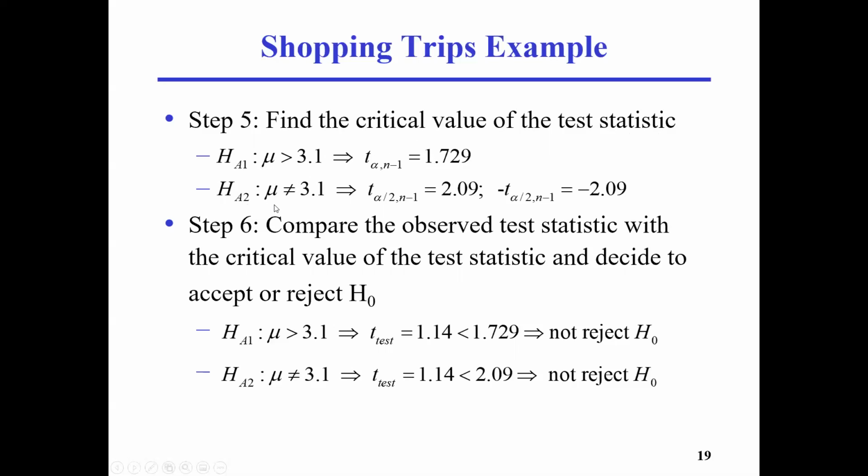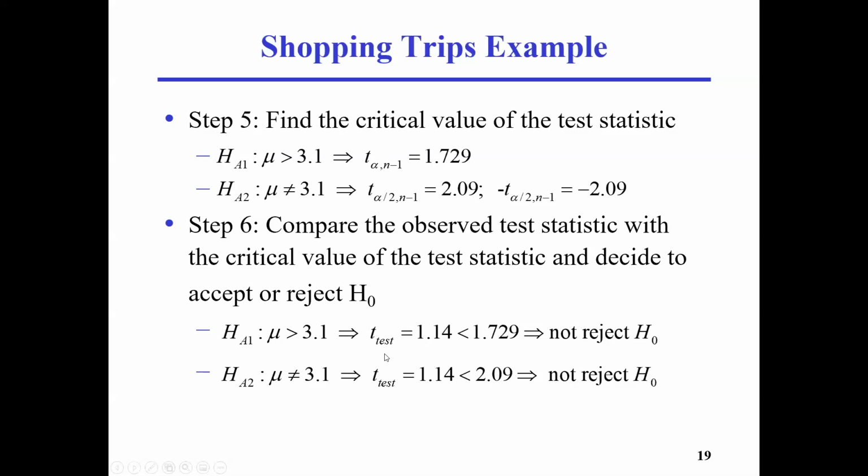If we are doing a two-sided test, which means the alternative hypothesis is that mu is not equal to 3.1, we still need to find the critical values, but this time we do not use alpha, we use half alpha because we're doing a two-sided test. The degrees of freedom is still the same: n is 20, 20 minus 1 is 19. Then we have a pair of critical values, 2.09 and negative 2.09.